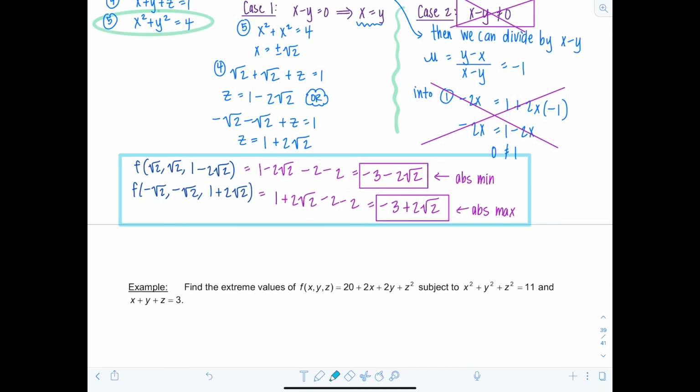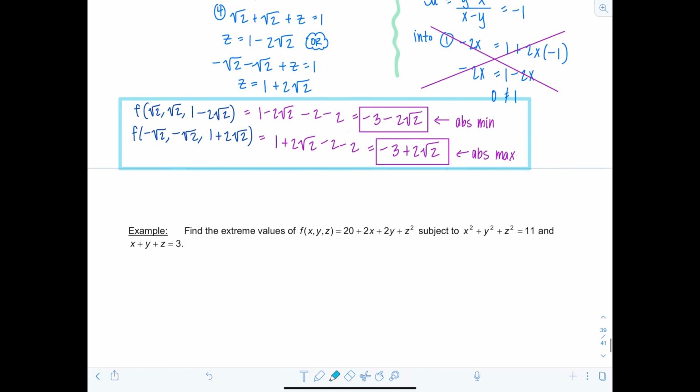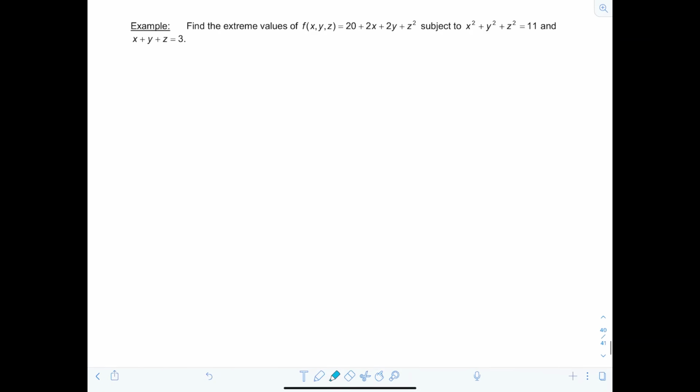All right, let's just look at one last example here, again with two constraints just to spice it up. So find the extreme values of f of x, y, z equals 20 plus 2x plus 2y plus z squared, subject to the two constraint equations here. So again, let's just call this g, and we'll call this one h. And remember, we have the gradient of f equals lambda times the gradient of g plus mu times the gradient of h. So let's go ahead and get that gradient of f.